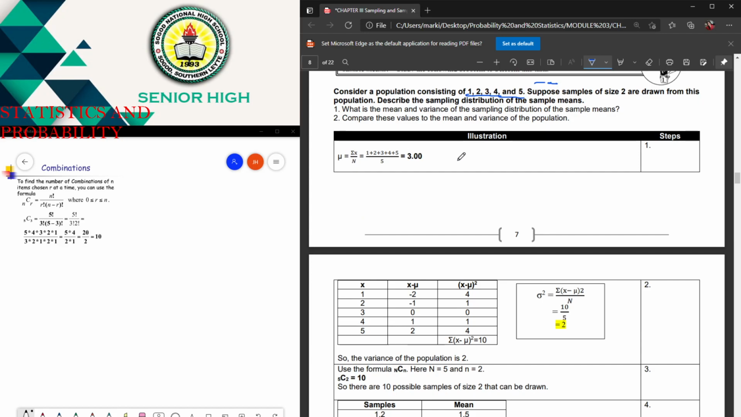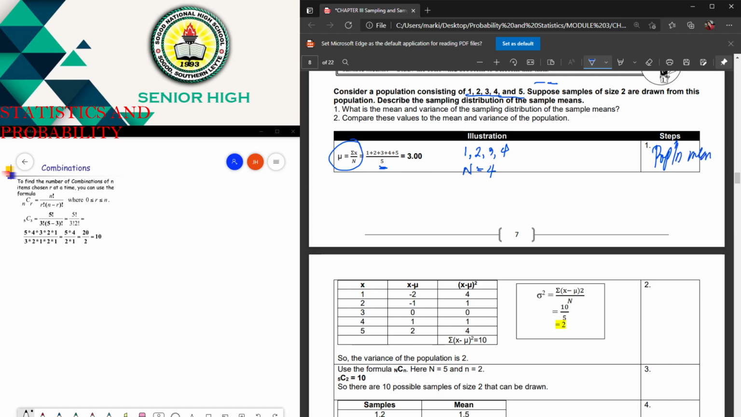First thing is you're going to get the population mean, familiar? The population mean is the summation of x. You just add 1, 2, 3, 4, 5, then divide by the number of elements. So there are 5 elements. So your capital N is 5. So that is your first step: get the population mean.